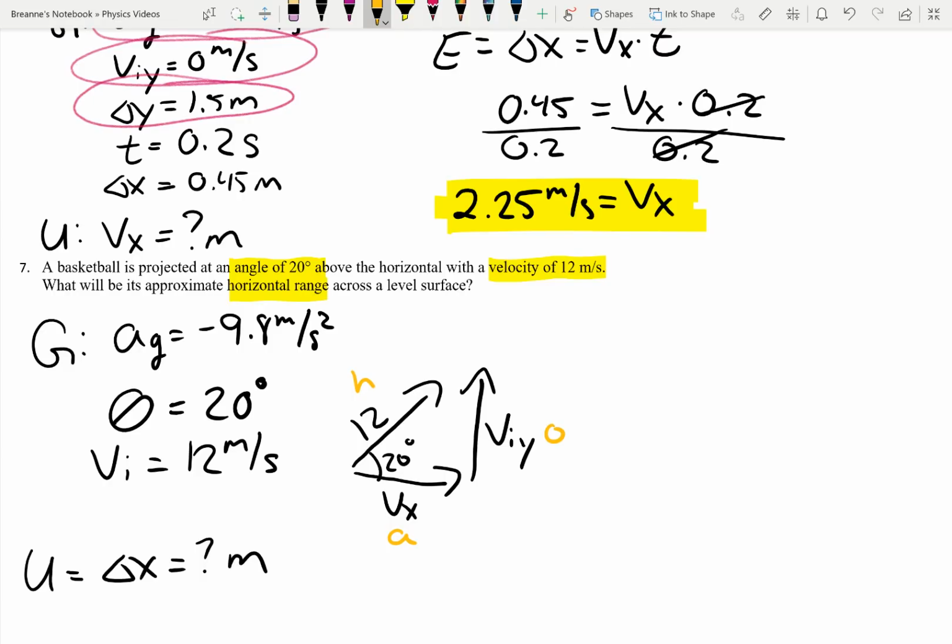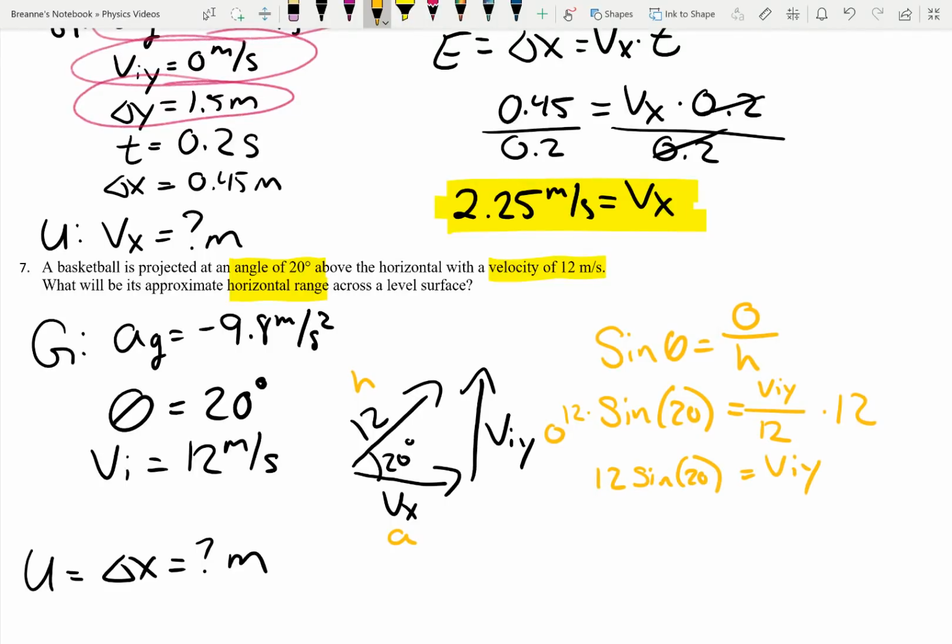So we need, because I know we definitely need our velocity in the x, but we need our time also. So we need to do both basically. So we need to do sine and cosine. Sine theta equals opposite over hypotenuse. So sine 20 equals our opposite, which is VIY, over the hypotenuse, which is 12. That's being divided. The opposite of divide is multiply because we need our VIY by itself. And so that's 12 times sine of 20 equals VIY.